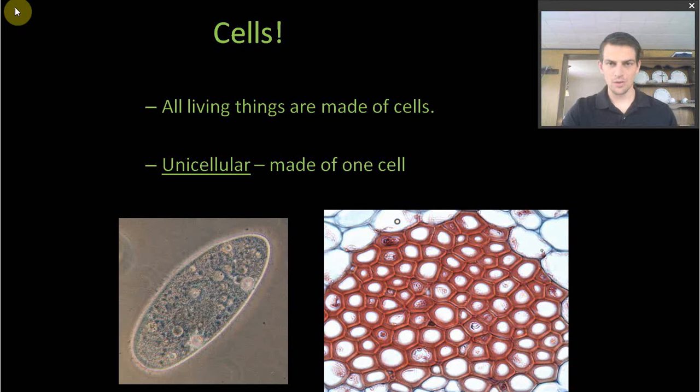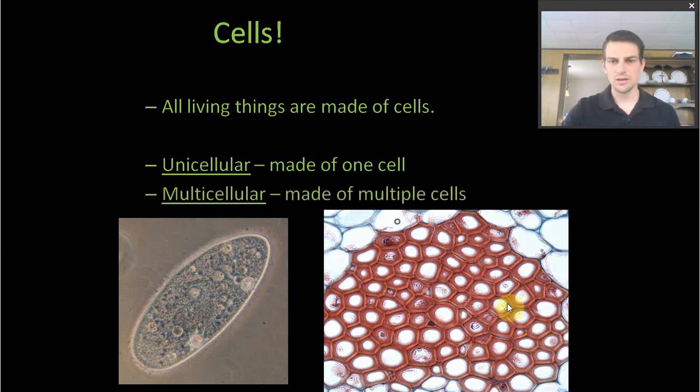Unicellular organisms are made of one cell. So down here in the corner, bottom left, we have a paramecium, and that is a unicellular organism. Multicellular, as you might guess, are made of multiple cells, like this picture of a tissue here. There's lots of cells working together. Each of these little dots is a cell, and they're all working together to keep whatever organism this is alive.